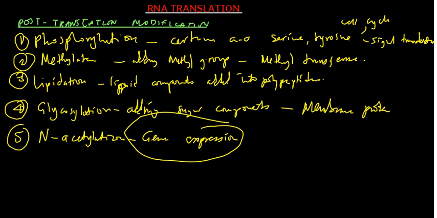So gene expression: what genes are expressed in the process? What are expressed after the process happens? So these are some of the modifications that a protein, a polypeptide, has to undergo for it to be a functional protein.